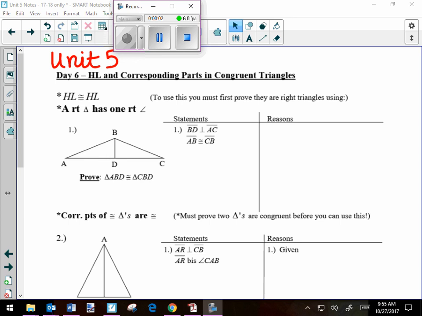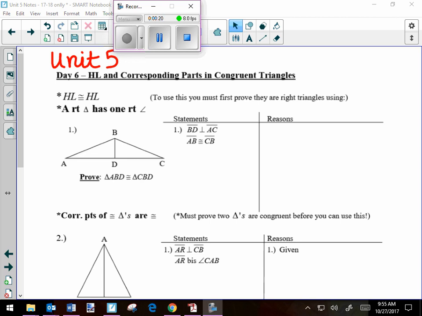So today we're going to continue on with making triangles congruent. You'll remember that on Friday we talked about making triangles congruent with angle, side, side, side, and angle, side. But we said we were going to wait till today to talk about hypotenuse leg.